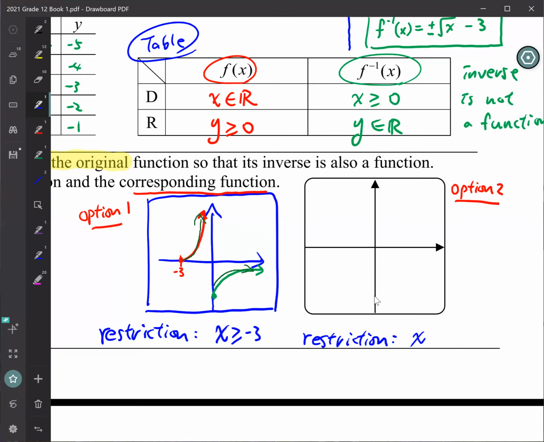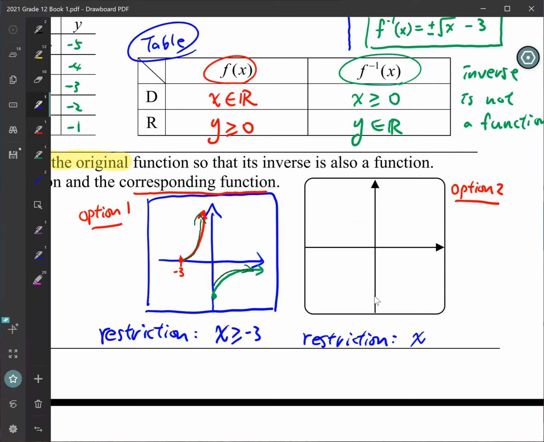Okay, Eric, say that again. Can you say it one more time? I'm not sure for this one. Do you understand how we get the first one? We took the right side of the function. The original, right? Okay, so that's why it's greater than or equal to -3.